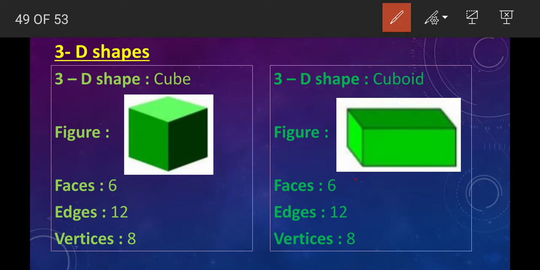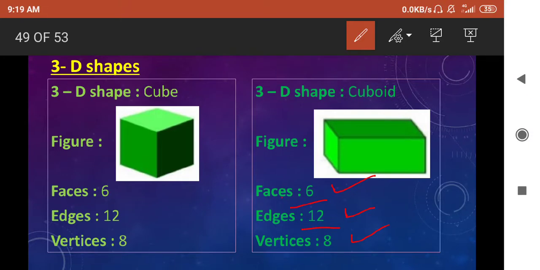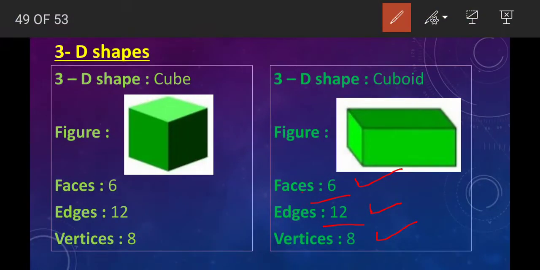The number of faces, edges and vertices is the same as the cube. The number of faces is 6, the number of edges is 12 and the vertices is 8.